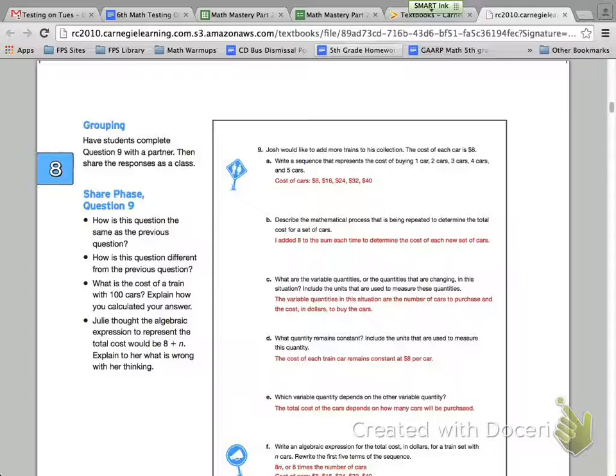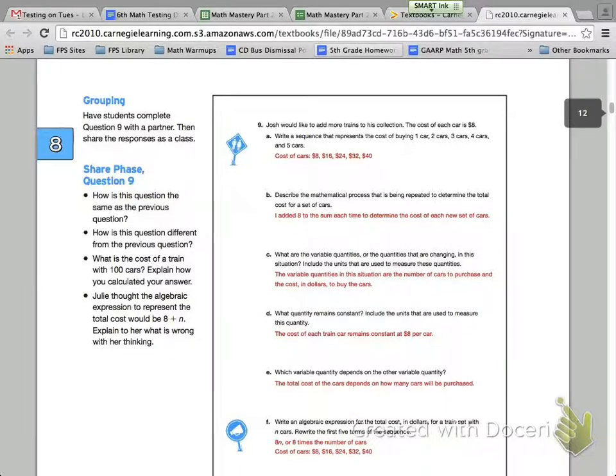That never changes. And then letter E, which variable quantity depends on the other variable quantity? The total cost of the cars depends on how many cars will be purchased. So we've talked a little bit about that. The total cost of the cars, since it depends on how many cars will be purchased, is what's called the dependent variable, whereas the number of cars is the independent variable. Okay, it stands alone. It doesn't depend on anything else.